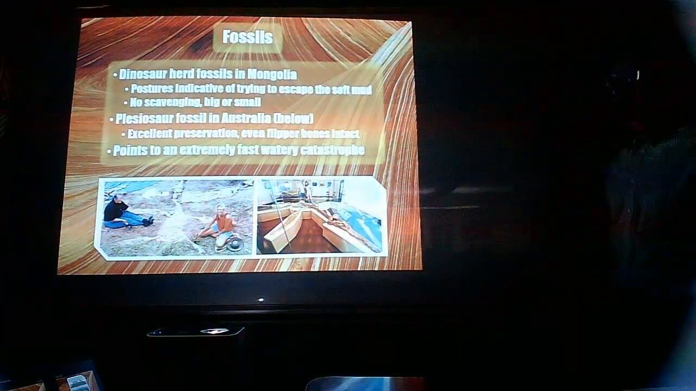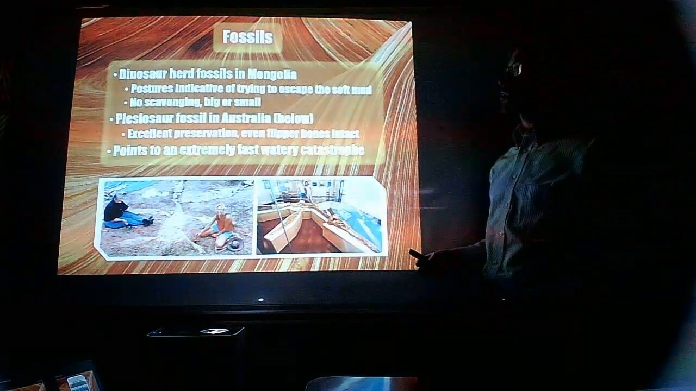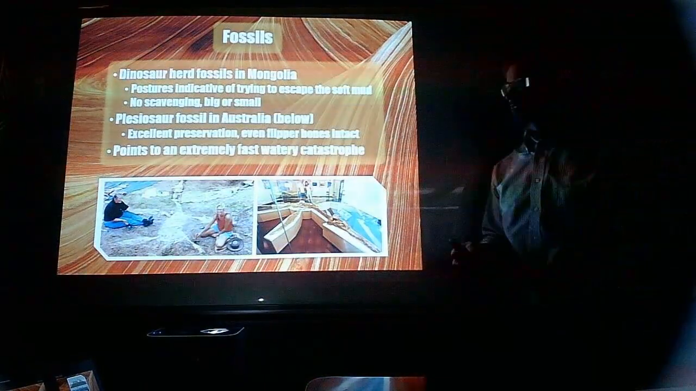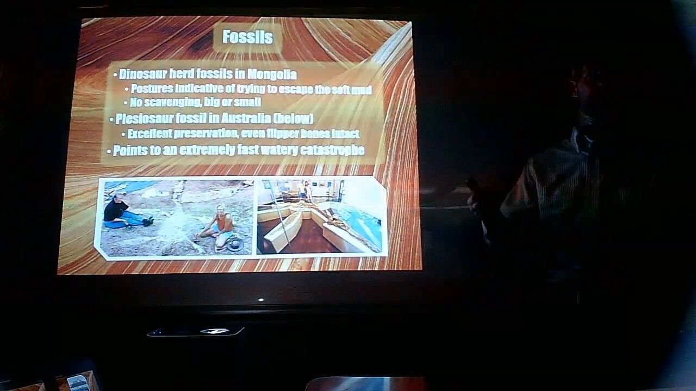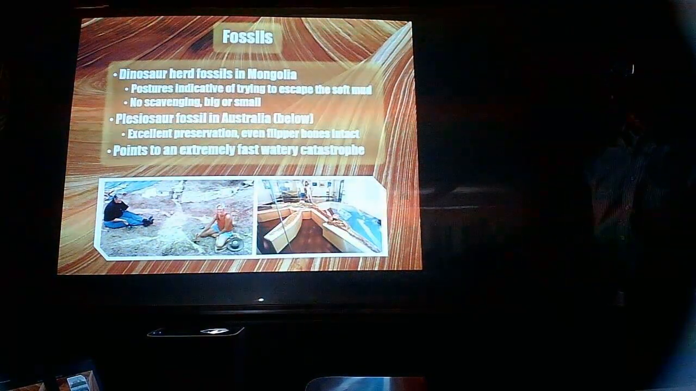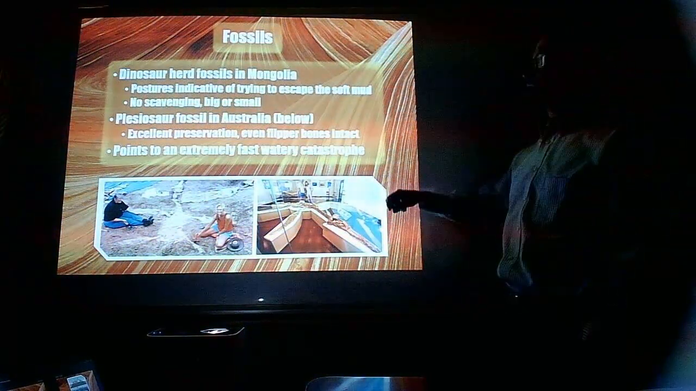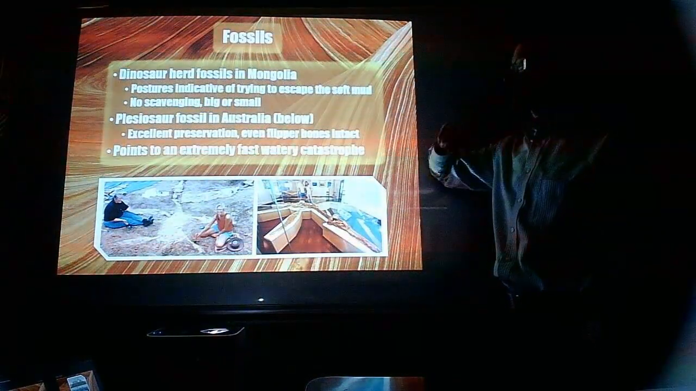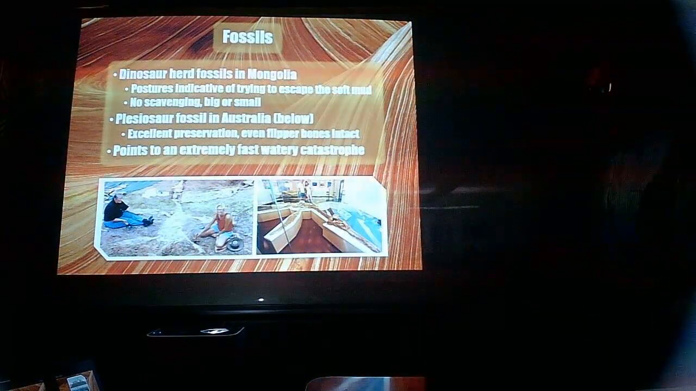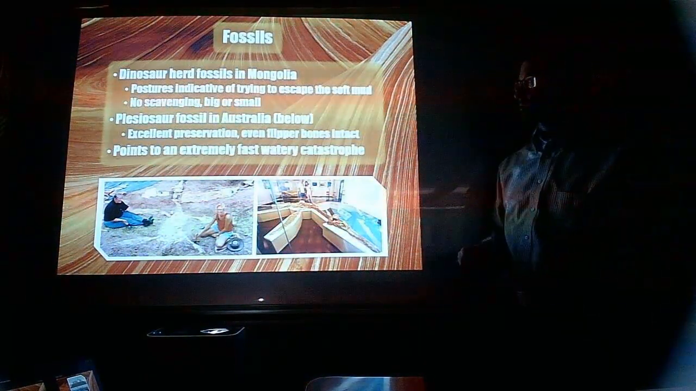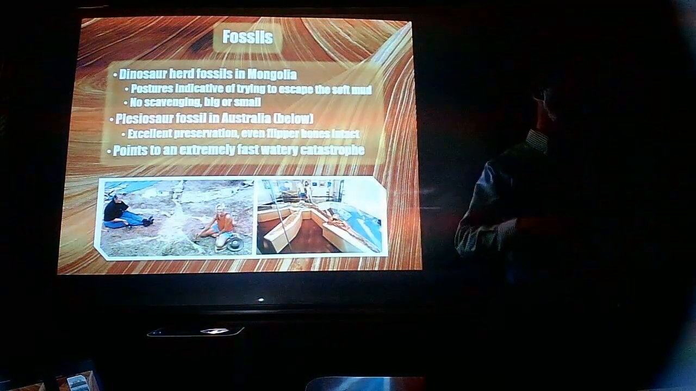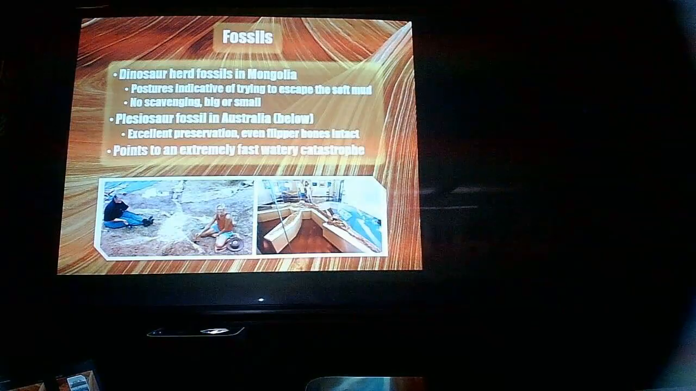Other pieces of evidence show that this had to happen quickly too. When we uncover a lot of these dinosaur remains, they are in exceptionally good condition. And they can't be in exceptionally good condition unless this happens extremely quickly. So there's no scavenging whatsoever in many examples. Excellent preservation. Even flipper bones are seen intact in some of these creatures. And it points to an extremely fast watery catastrophe that caused these animals to become fossilized.